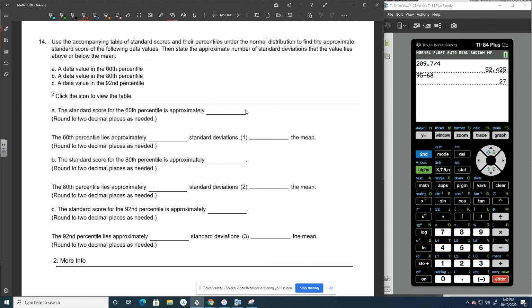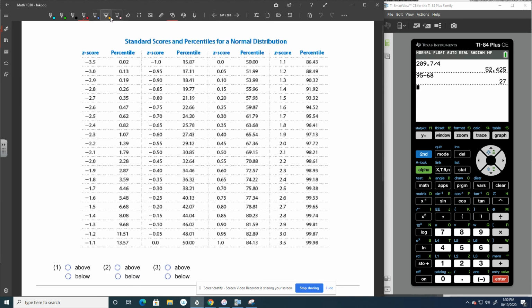Use the accompanying table of standard scores and their percentiles to find the approximate standard score of the following data values. Then state the approximate number of standard deviations that the value is above or below the mean. So a data value in the 60th percentile. If I look at this table, if I'm looking at the 60th percentile, that's right around here.